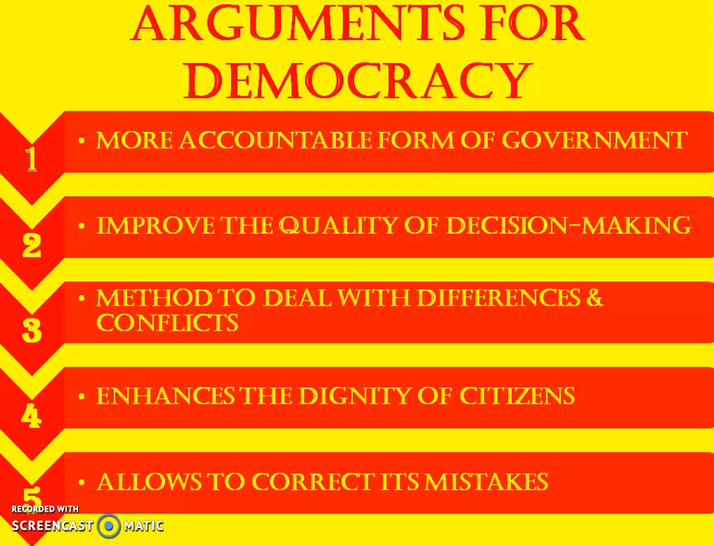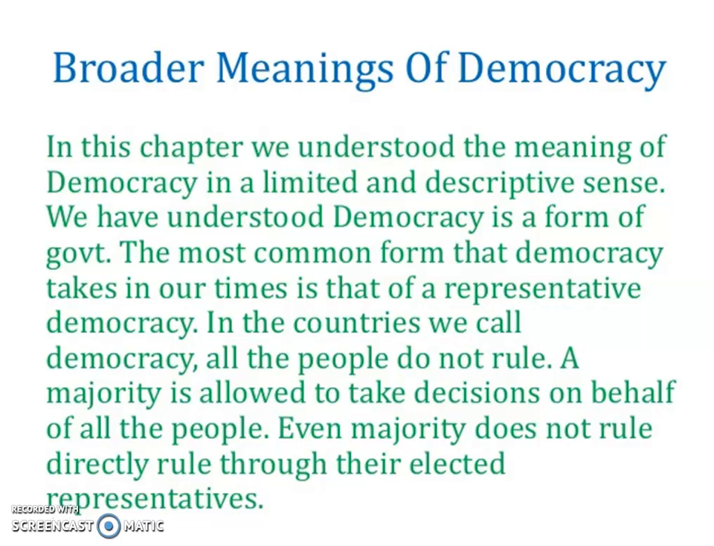Allows to correct its mistakes. Under democracy, decisions can be corrected because there is room for correction. If the government takes wrong decisions, it shortly corrects them. If the people take the wrong decision, they also have a time of 4 or 5 years to correct their decision. So these arguments are always a betterment for a person. Now we have a broader meaning.